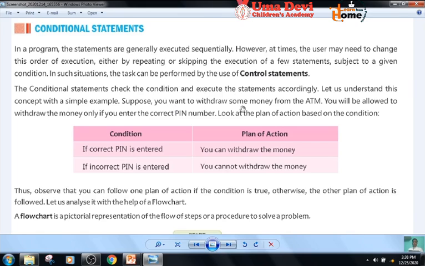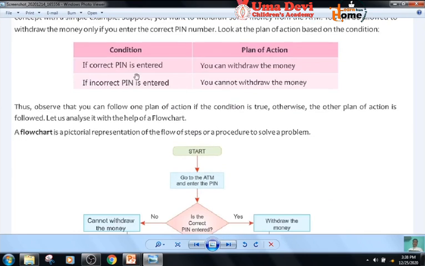Suppose you want to withdraw some money from the ATM. You will be allowed to withdraw the money only if you enter the correct PIN number. Look at the plan of action based on the condition. First condition, if the correct PIN is entered, plan of action: you can withdraw the money. If an incorrect PIN is entered, you cannot withdraw the money. Thus, observe that you can follow one plan of action if the condition is true. Otherwise, the other plan of action is followed.